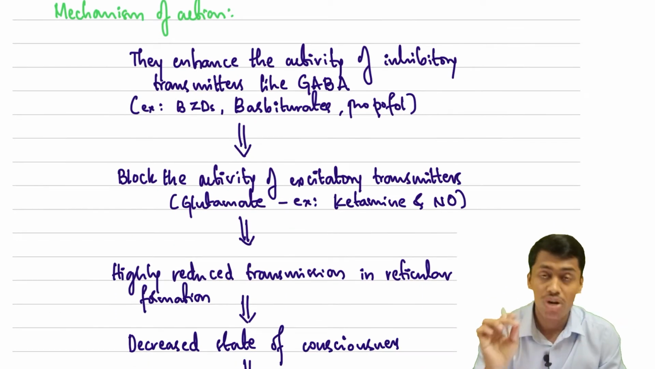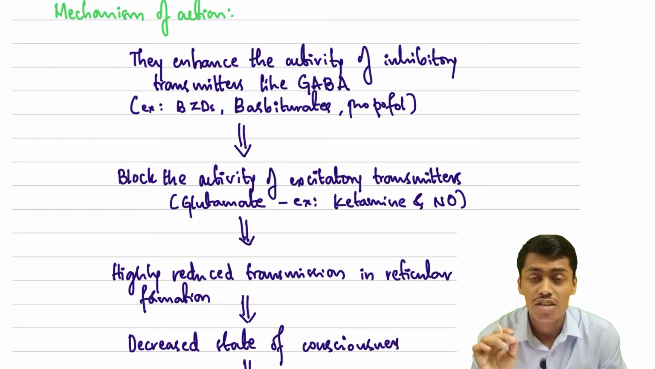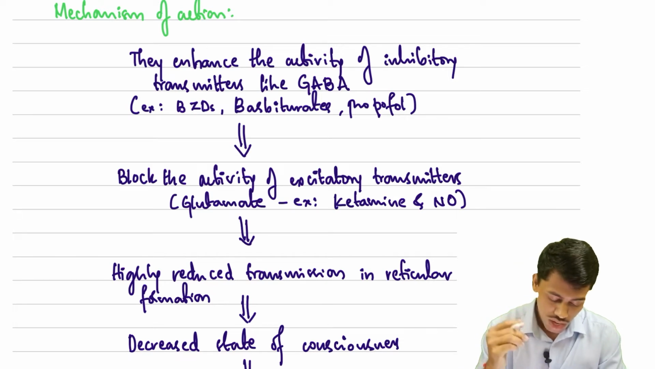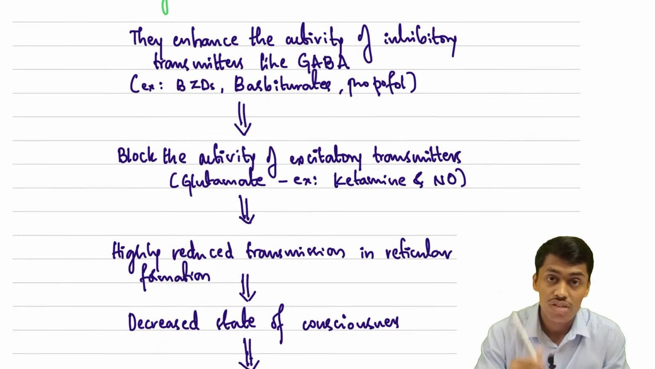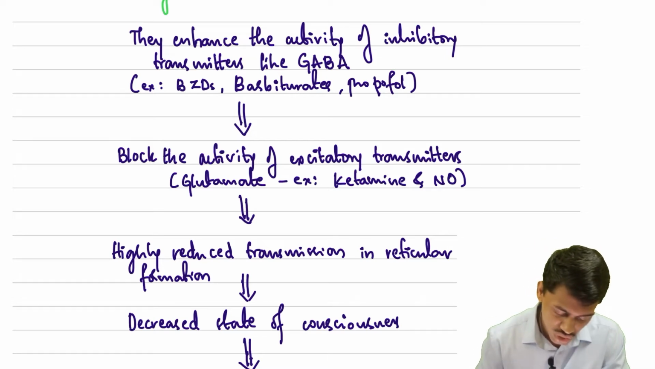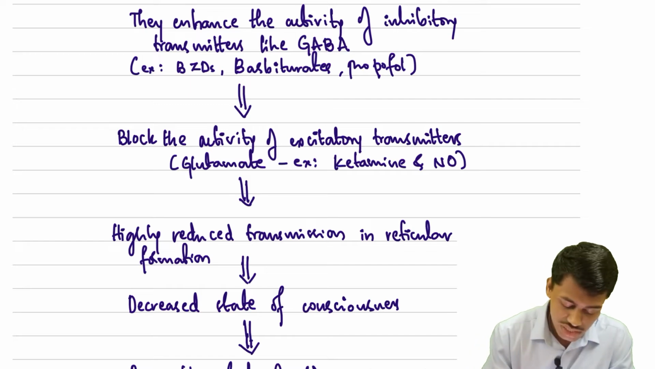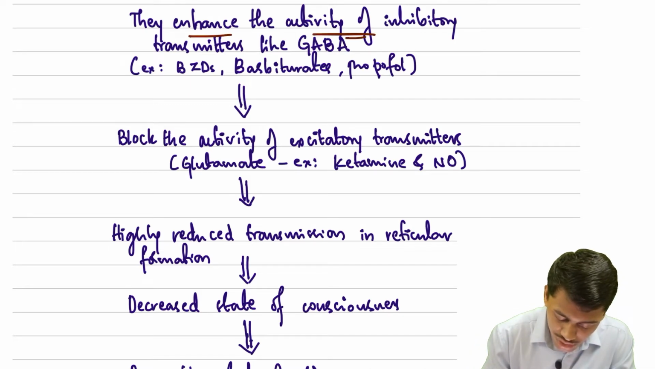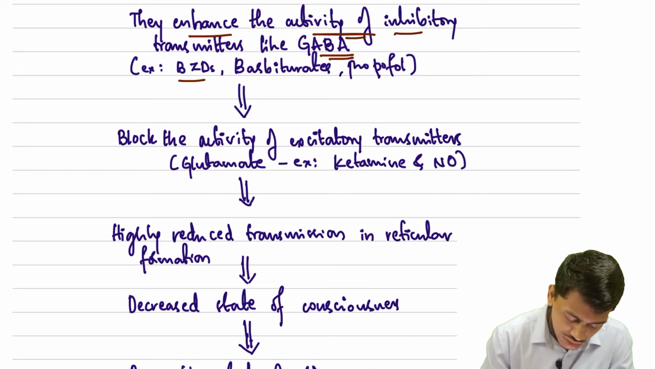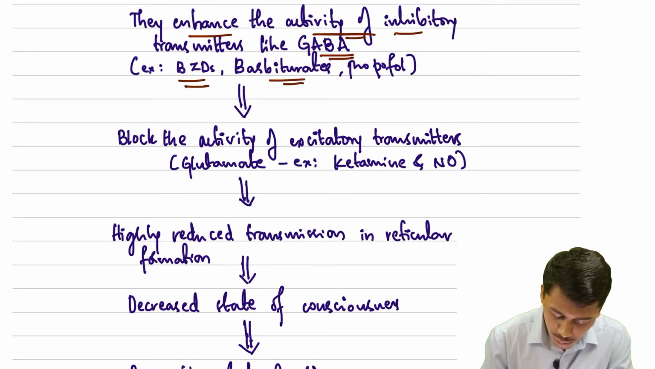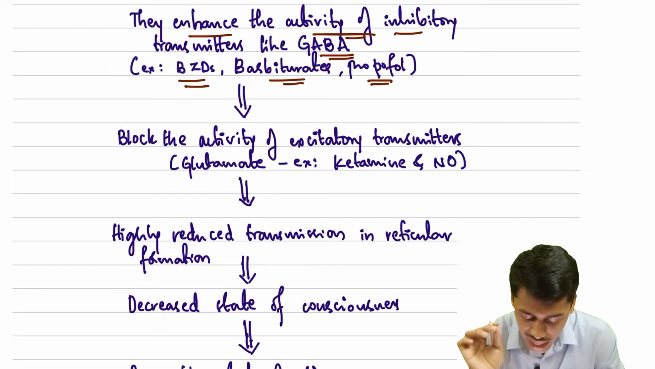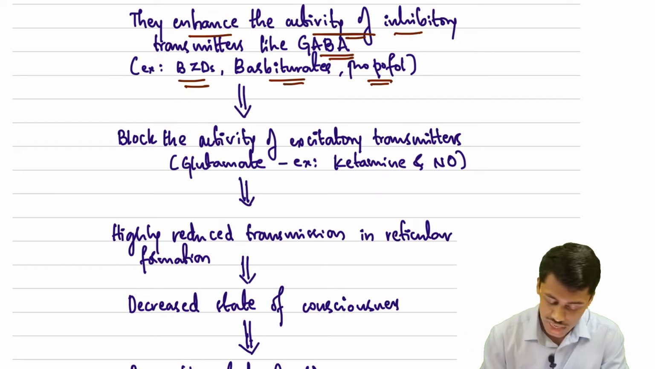Now let's look at the important part, that is the mechanism of action of general anesthetics. So what is the mechanism of action? It's also very important for the UG examinations, so please listen to it carefully. They enhance the activity of inhibitory neurotransmitters like GABA, that is the benzodiazepines, barbiturates, propofol, whatever it is.